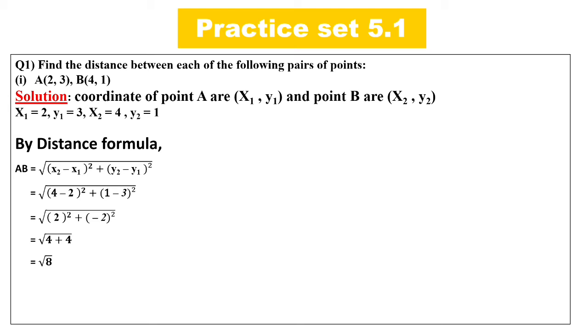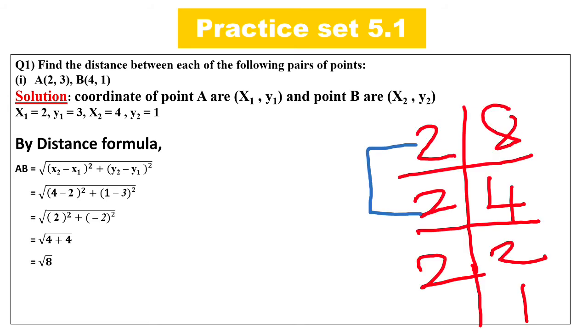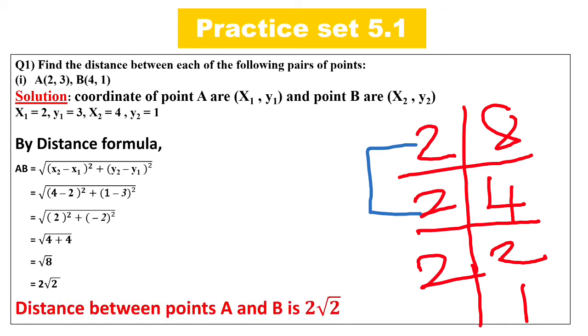Split the square root of 8 by doing the prime factorization. 2 fours are 8, 2 twos are 4, 2 ones are 2. So the factors we get are 2, 2, 2. So it is 2 under root 2. So the answer is 2 root 2. The distance between the points A and B is 2 under root 2.